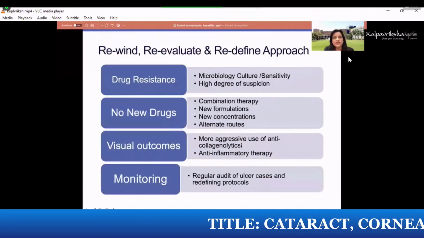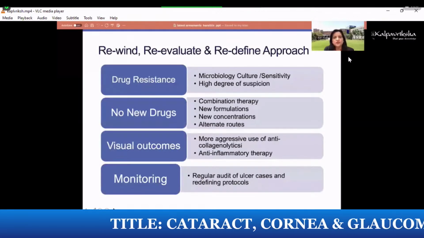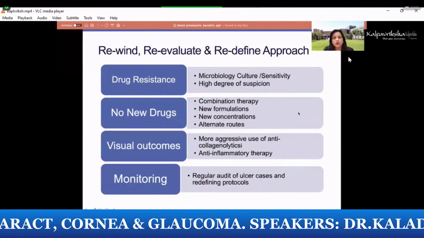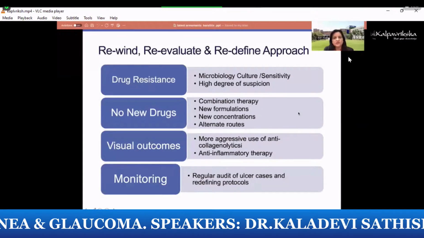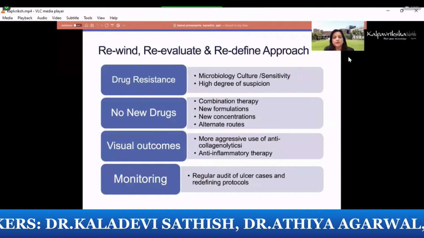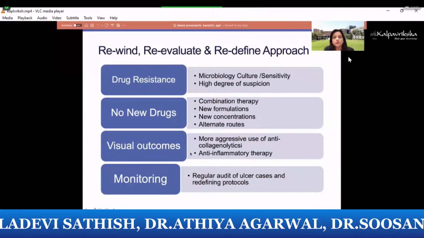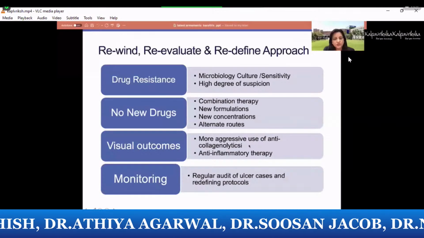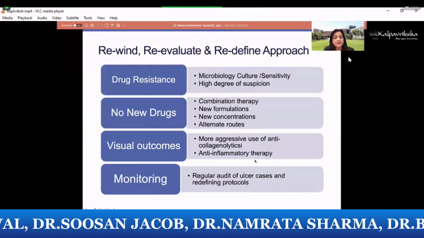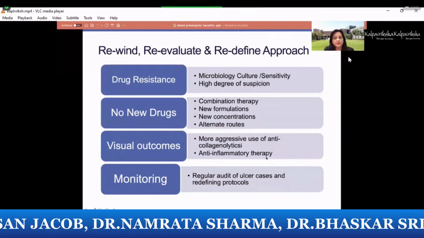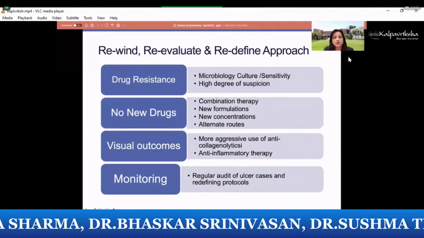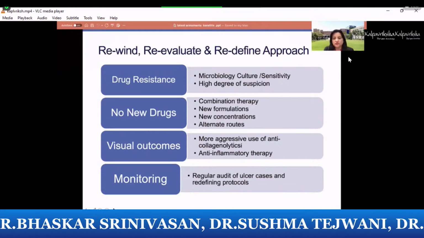more than one modality to treat these cases of microbial keratitis. Now it is time to rewind, reevaluate, and find our approach, because there is drug resistance, because there are not many newer drugs which have been tried, and because we are dependent upon the bugs or the microbes, but also on the fact that there is inflammation apart from infection, and that needs to be addressed. Of course, you require regular audit of ulcer cases and redefinition of protocols from time to time.